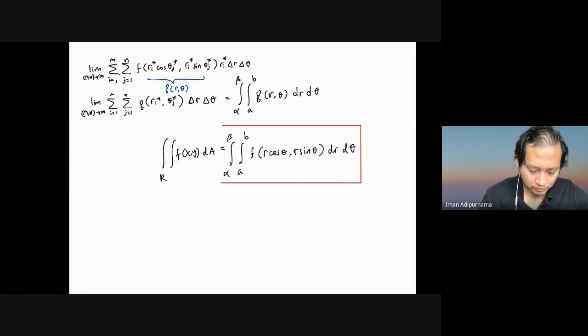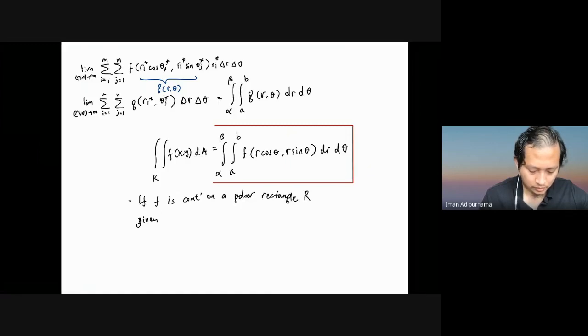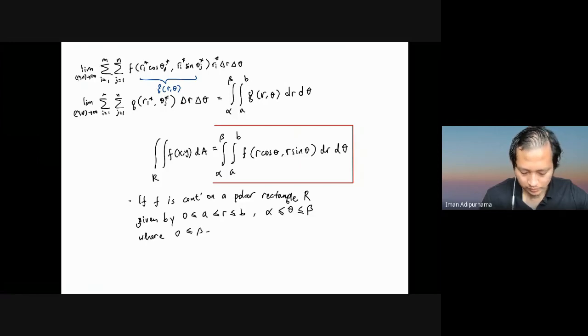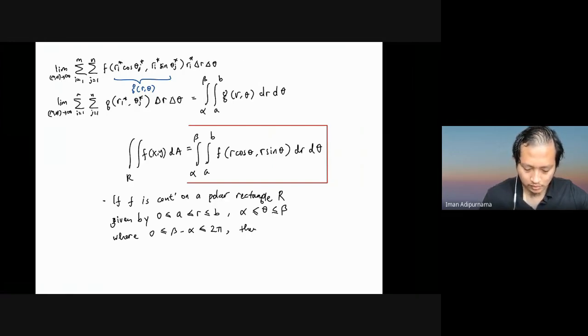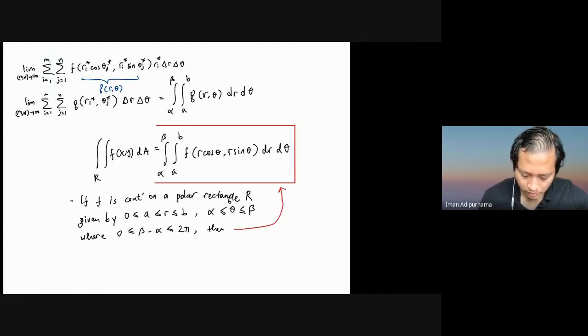So this will be true if, okay, the theorem: if f is continuous on a polar rectangle R given by 0 to, and then alpha to beta for the angle, where the angle itself is from 0 to 2 pi. And then I don't want to write this equation, so I just make this arrow here.